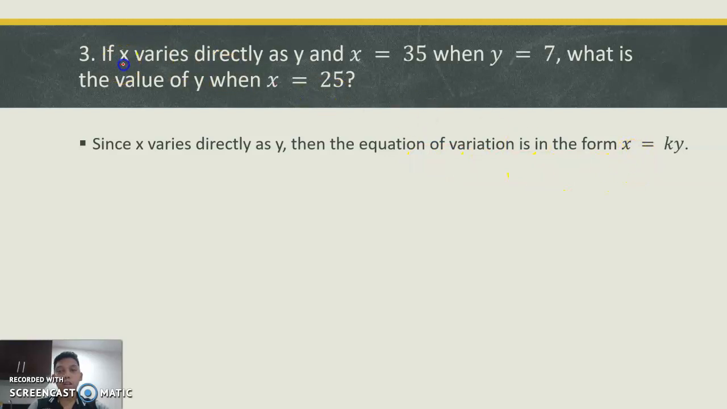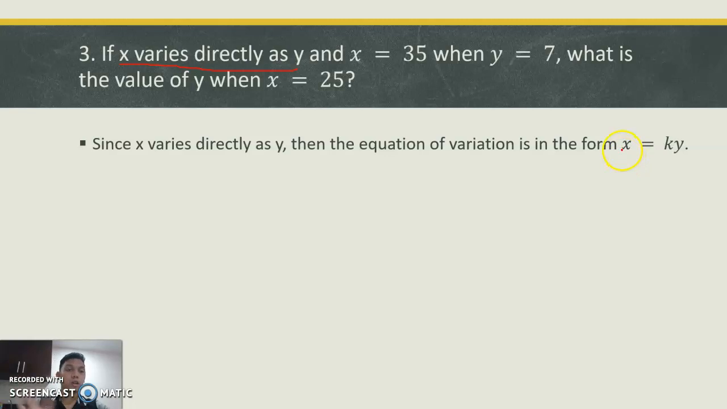Again, if the letters are different, the first letter stated should be written on the left side of the equation, and the other letter should be together with the constant of variation k. You can interchange them, but usually we write whatever the first letter stated on the left side.